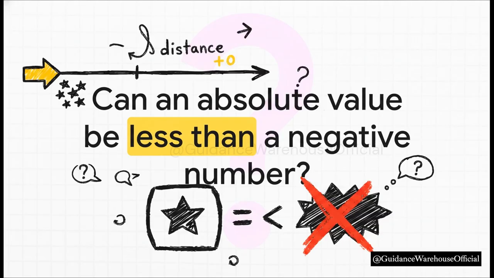Now, I want to leave you with one final, slightly mind-bending thought to ponder. We just firmly established that absolute value represents distance, right? And distance is always 0 or positive. So, what happens if you encounter an absolute value that is set to be less than a negative number? I mean, can a distance really be less than -2? Think about that mathematical paradox for a bit, because it perfectly sets up the concepts we're going to tackle in our next explainer.